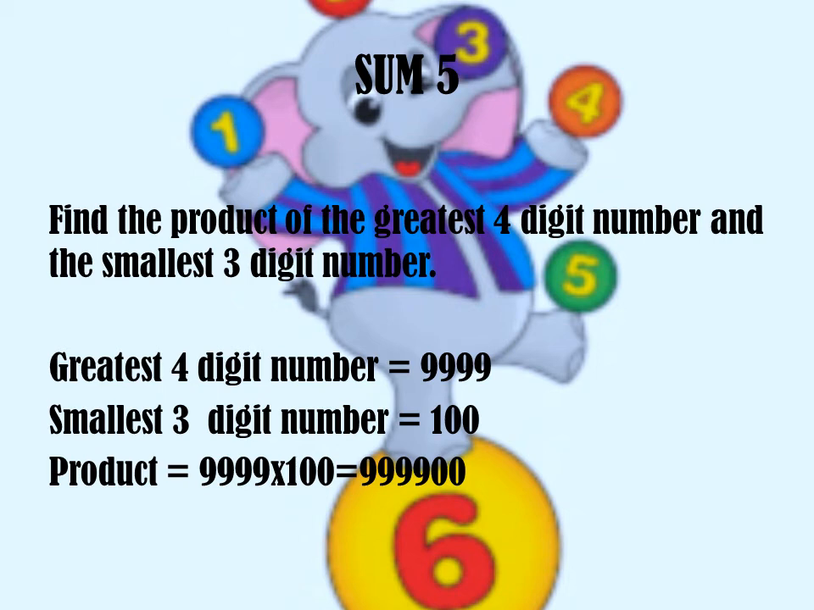Once we do the multiplication by any of the powers of 10, such as 10, 100, 1,000, 10,000, we just need to add the number of zeros beside the number that we are multiplying with. In this case, 9,999 multiplied by 100. We just write down 9,999, and beside that we just add 2 zeros. So this is what the answer is.